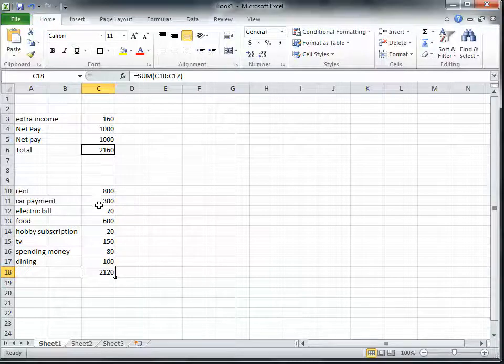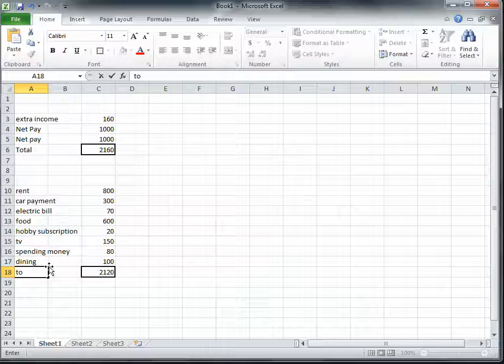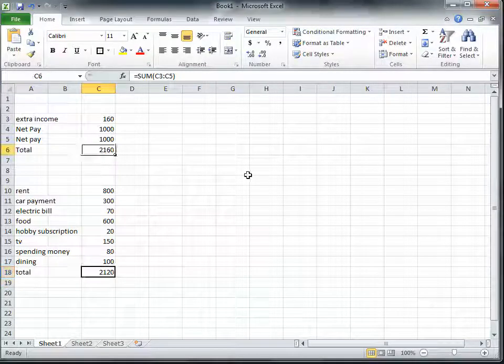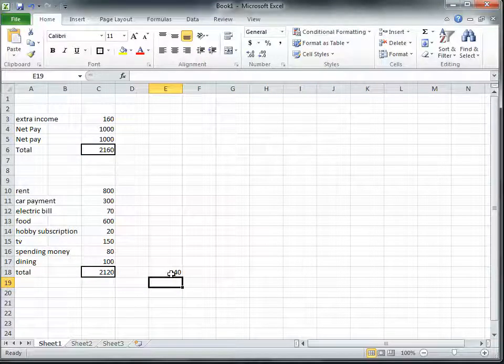But based upon my expenses, I have $2,120. Now you might think, okay, my expenses are less than my revenue, which is good. That's what you want, but really, if you notice, you only have $40 in difference. I only have $40 extra at the end of the month. Over 30 days, that's roughly a dollar a day difference.